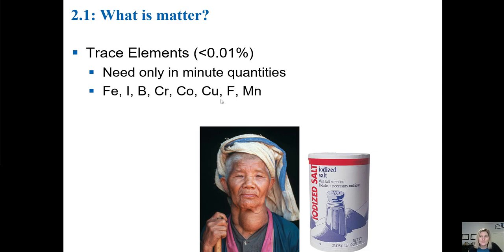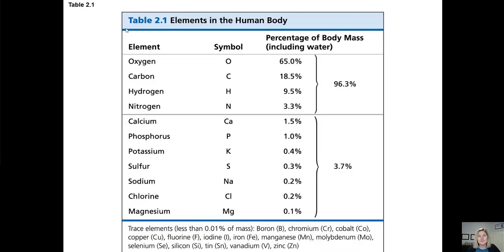Boron, chromium, cobalt, copper, fluorine, and manganese. Those are the ones that round off the rest. So we just need them in minute quantities. Okay. So this is a table from your textbook that basically just shows everything for you if you want to highlight it. So again, about 96% of you is basically just 4 elements, and then the rest of it is made up of smaller quantities, and you have the trace elements at the bottom.